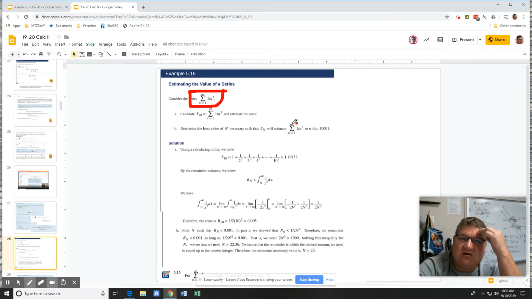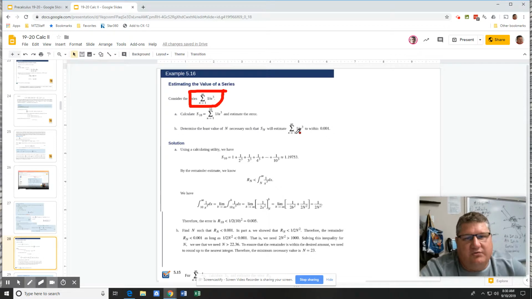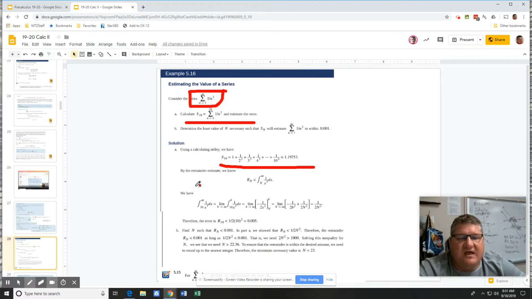Now, why don't we care if it diverges? If it diverges, what's the remainder going to be? It's going to infinity. So no matter what my partial sum is, the rest of it is still going to be infinity because it's diverging. So we only care about remainders when we're converging. First of all, let's calculate S sub 10 and estimate the error. There it is. And so the remainder would be if I pick it up at 10 and go to infinity.